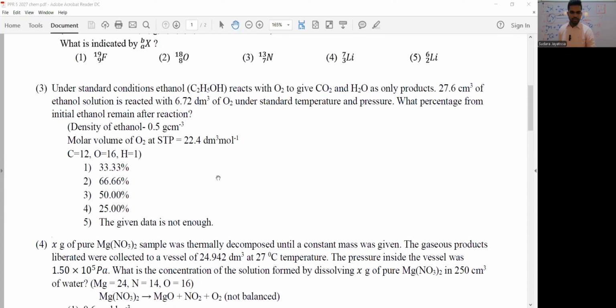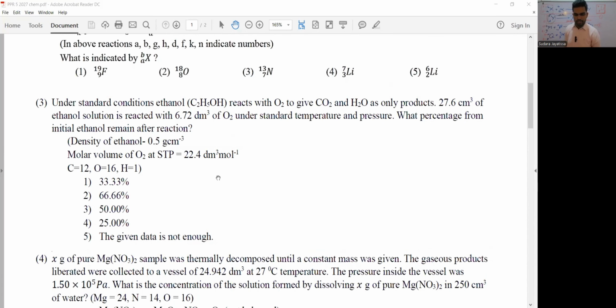Shall we go to the two chemical calculation questions? Both questions are very nice, very good questions. So let's focus on those.